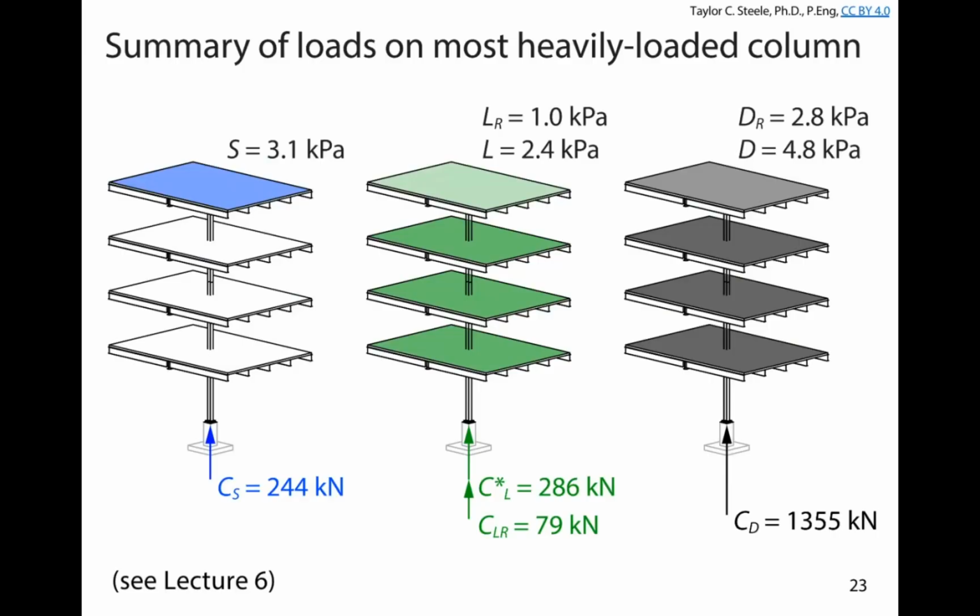And we calculated these values: 244 kilonewtons for snow, 286 reduced live, 79 roof live minimum, and a dead load of 1,355. We'll see if this pull everywhere works.